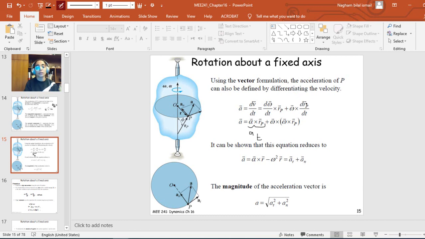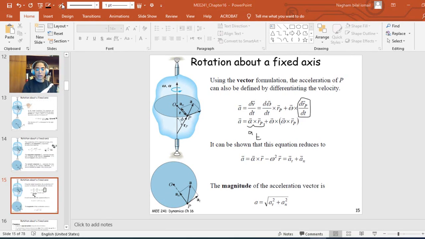I cannot say that this is 0 now because it's in vector form. It's 0 if it is in magnitude, as we did previously, but since now it's in vector form, I cannot say that dr over dt is equal to 0. So in fact, dr over dt is nothing but the velocity v in vector form, and I know that this velocity v is equal to omega cross rp, the position r. Now, if I substitute this into the equation, I'm going to have that a_n will be equal to omega cross (omega cross rp).